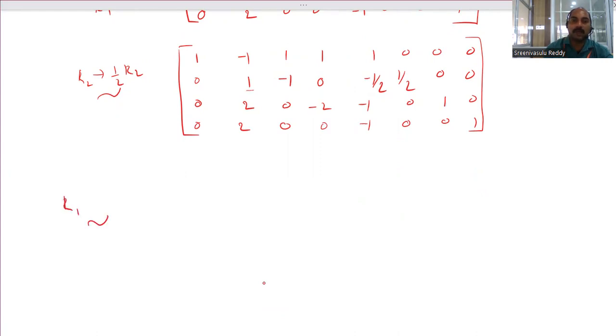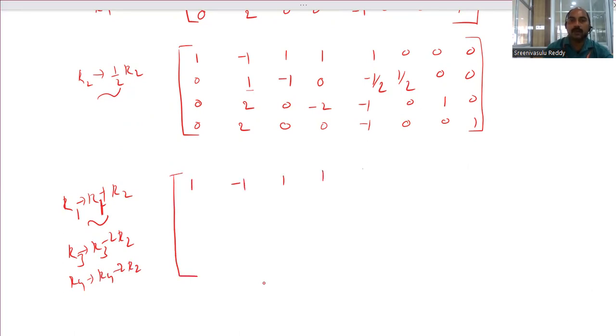That means R1 tends to R1 plus R2, because in R1 we have minus 1, in R2 plus 1. So R3 tends to R3 minus 2 R2. R4 tends to R4 minus 2 R2. It should be 1, minus 1, 1, 1, 1, 0, 0, 0. This should be 0. Oh, sorry. Here 0.